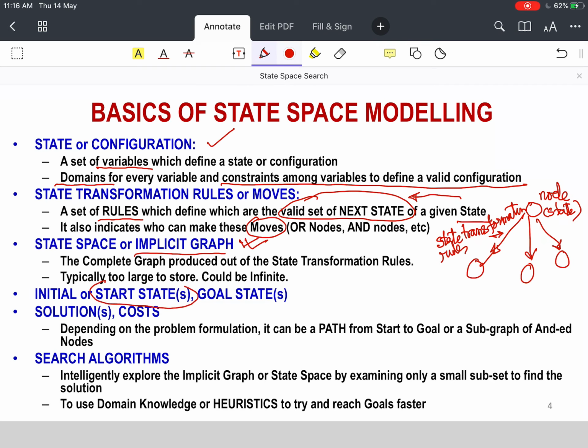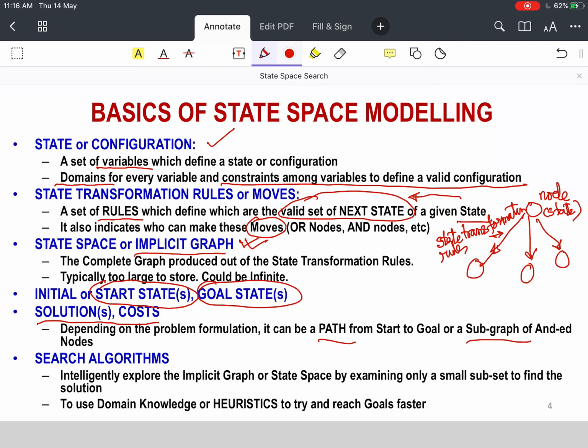Then you are given a set of start states and you are given a set of goal definitions by which you can recognize whether a given state is a goal state or not. Finally, you have solutions and their costs. Depending on the problem formulation, a solution can be a path or a subgraph. We discussed it a little in the first lecture, and now we will show it in more detail.